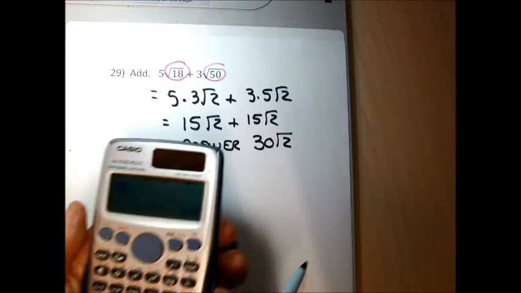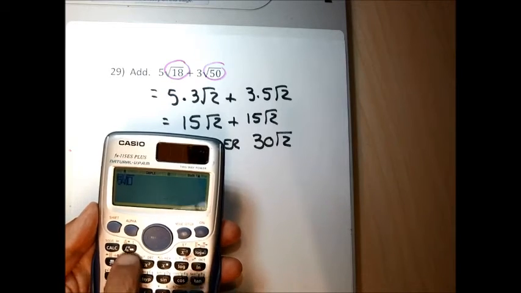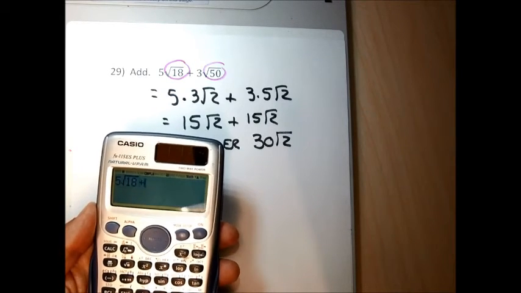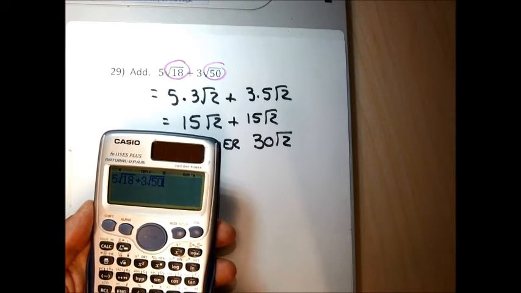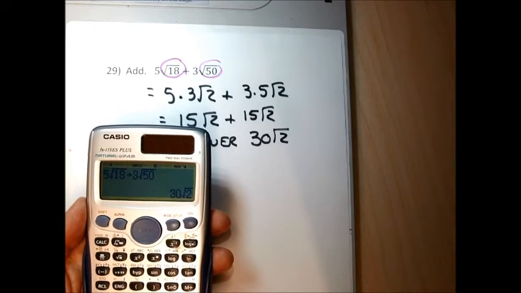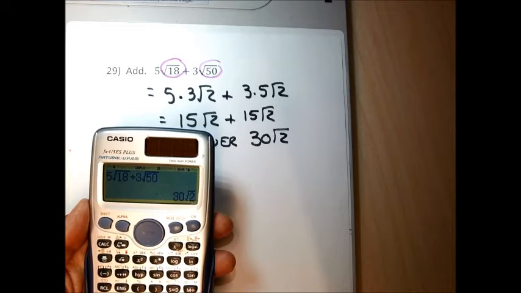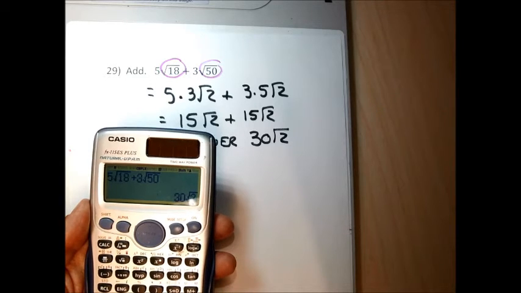Of course, I could have just done this on my calculator, did 5 square root of 18 plus 3 square root of 50, and I'd get that answer. Of course, you might run across somebody in college algebra that doesn't let you do that, so be able to do something by hand.